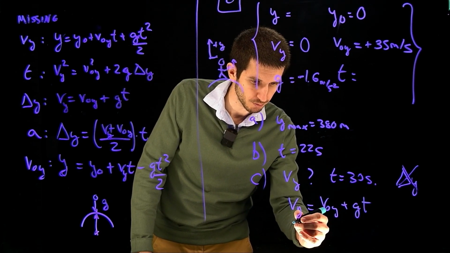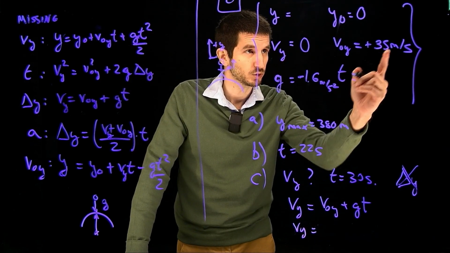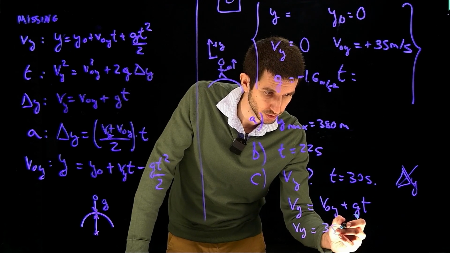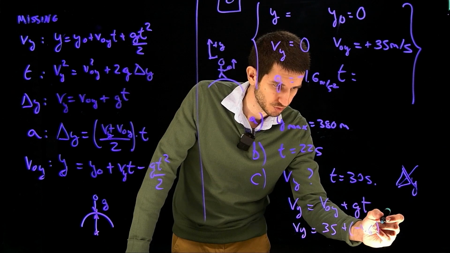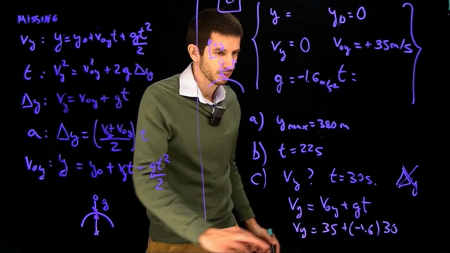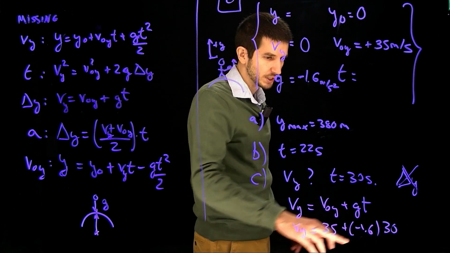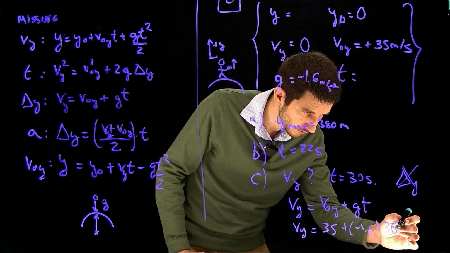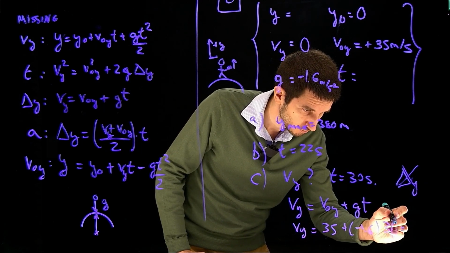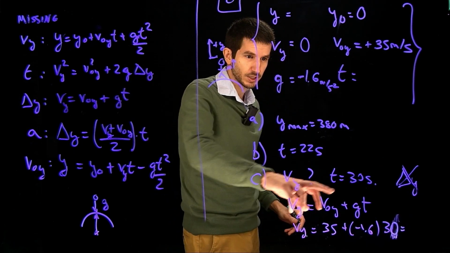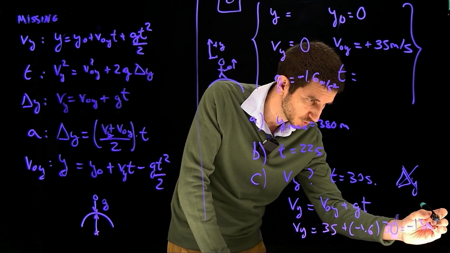We replace with the numbers, and Vy is going to be equal to the V naught, which is the initial velocity of 35, plus negative 1.6 times 30. Now this is about 48, and 35 minus 48, obviously, with 30 seconds, is going to be minus 13 meters per second.